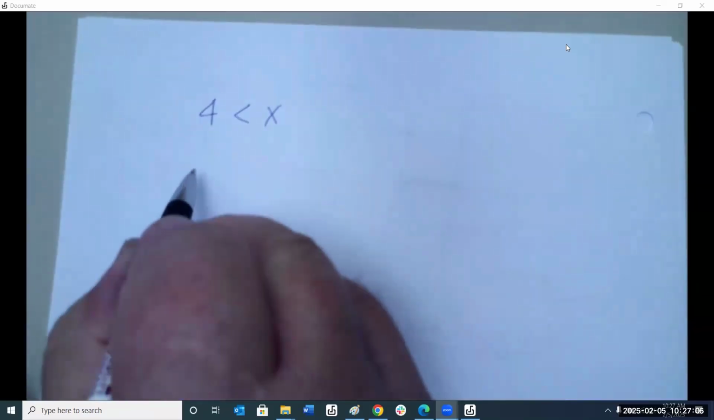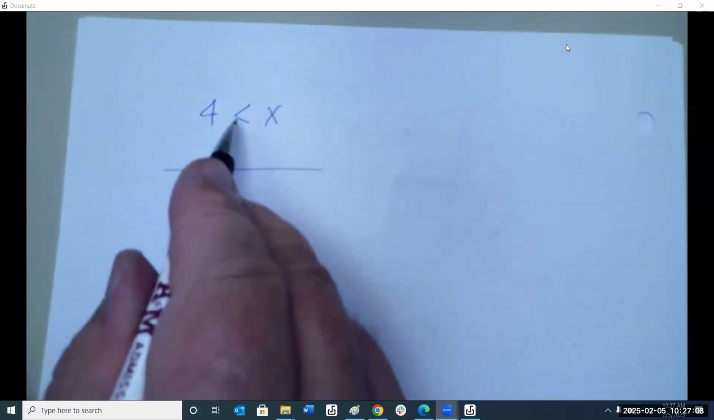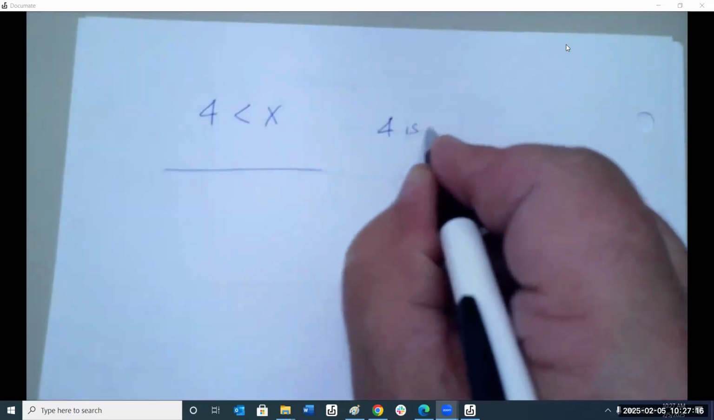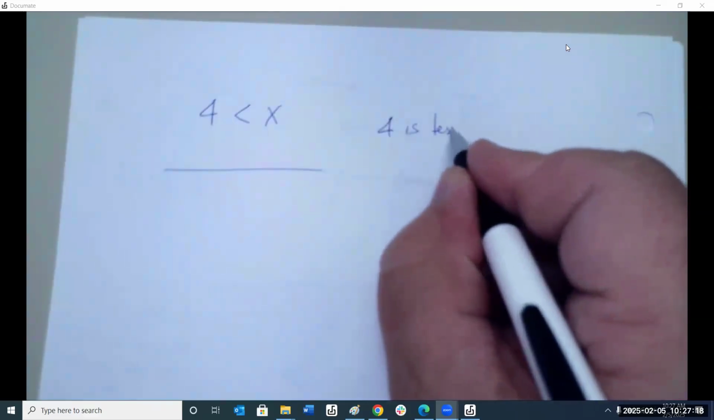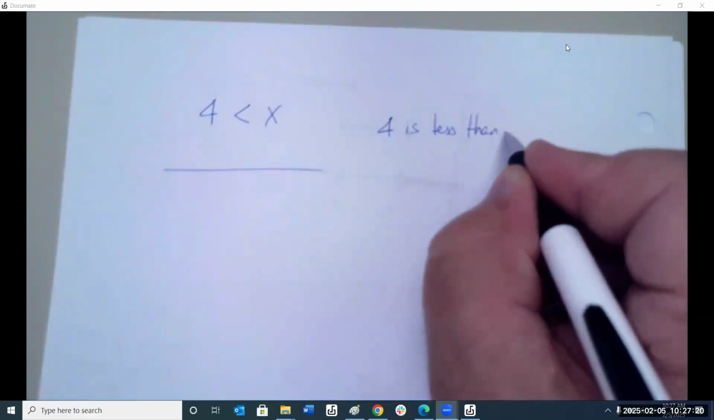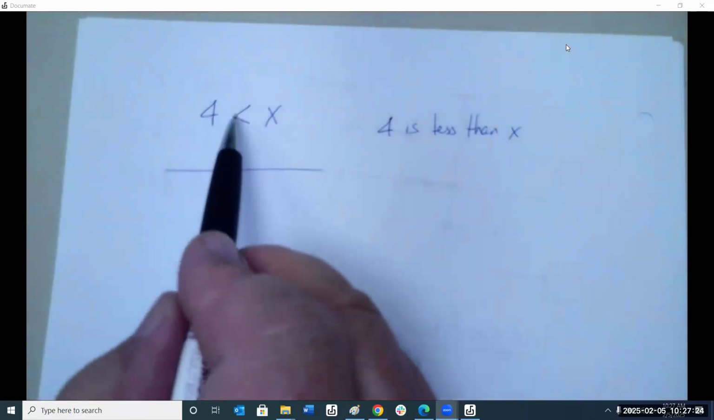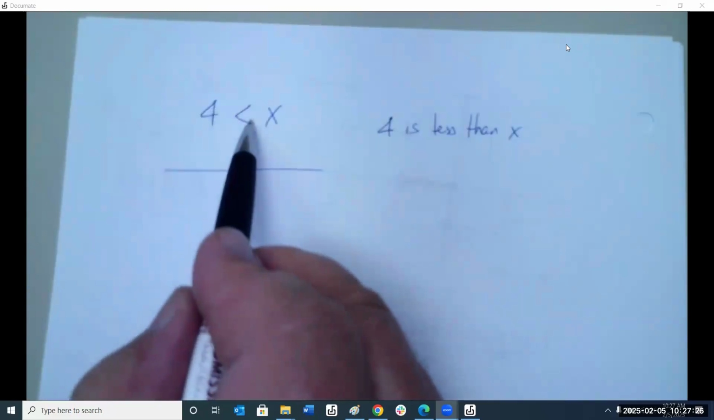How would you graph that one? How would you read this one? Four is less than X. You read left to right. 4, this symbol's less than, 4 is less than X.